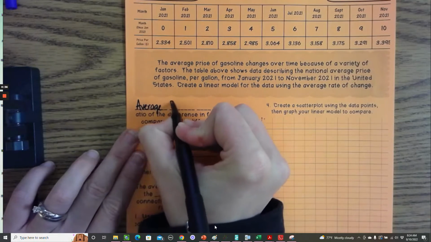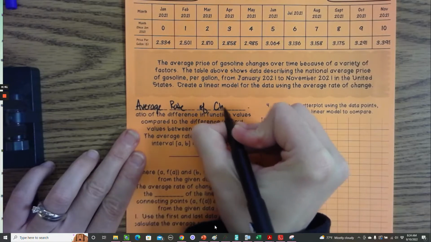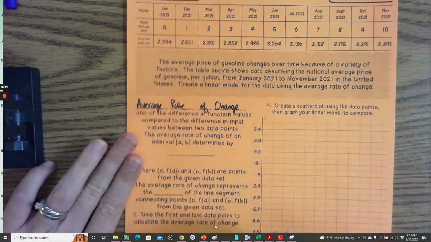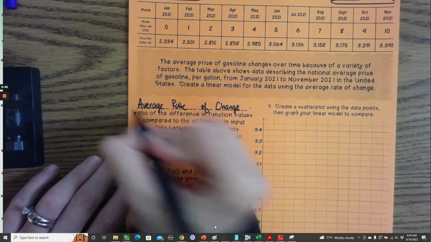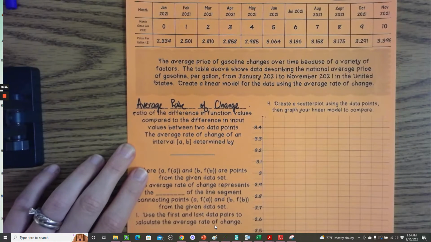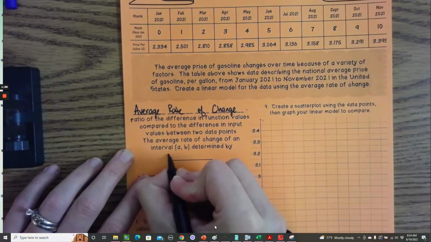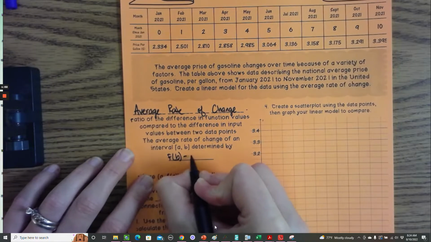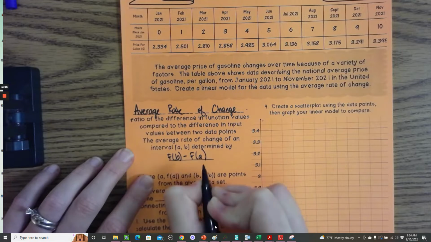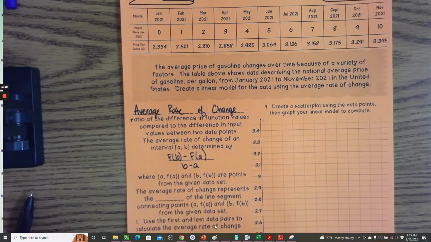Average rate of change is the ratio of the difference in function values compared to the difference in input values between two data points. The average rate of change of an interval from A to B is determined by f of B minus f of A over B minus A.